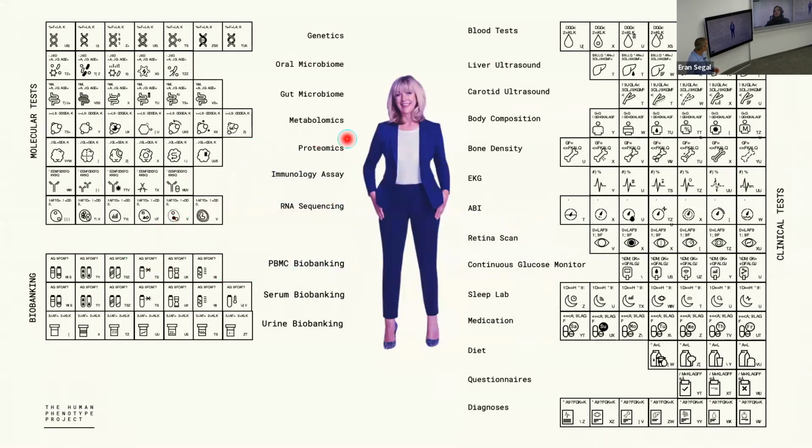On the right-hand side, we have the physiological and clinical measurements, and these include historical blood tests that we take from people. So essentially, all of their electronic health records. We use ultrasound to look at fat in the liver. In the US, 30% of the adult population has fatty liver disease. We use the same ultrasound to look at the carotids for cardiovascular health. We use a DEXA machine that looks at full body composition and bone density. EKG and ABI look at cardiovascular health.